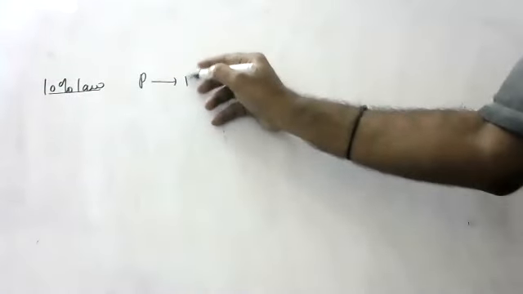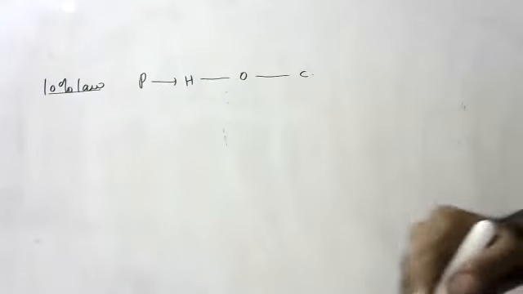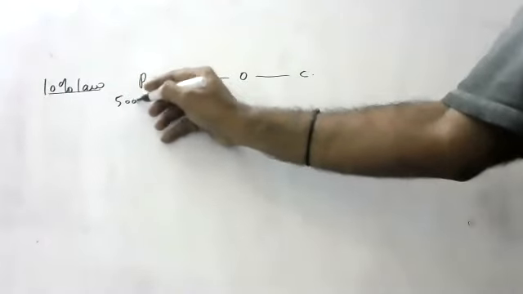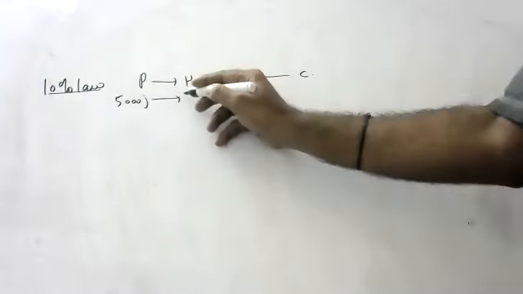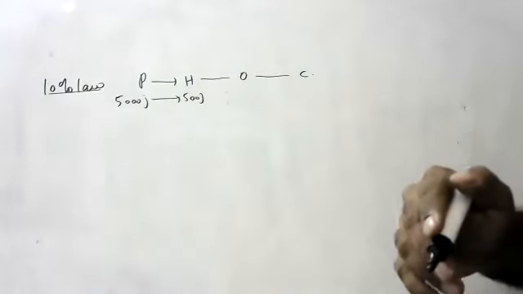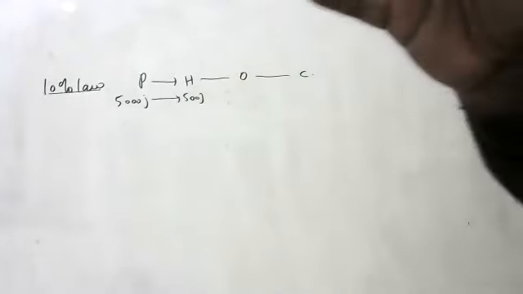What does the 10% law mean? When a herbivore eats a producer, an omnivore eats a herbivore, a carnivore eats an omnivore, 10% of energy will be transferred, children. What does that mean? I will say. Suppose here 5000 joules is there. When herbivores eat plants, they will get only 500 joules. What happened to the remaining 90%? The remaining 90% they will use for their metabolic activities. Only 10% will be useful, children.